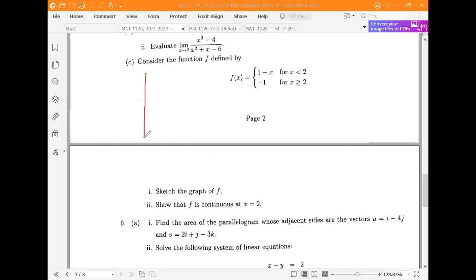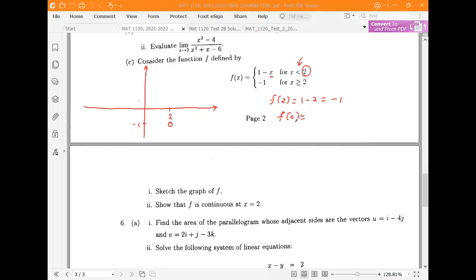To sketch the graph, you don't need much information. You pick that number and substitute it in the function. You have 1 minus 2, which is equal to minus 1. So you get minus 1, and there's an open point, because it's not including 2. Then pick a number less than 2. Let's pick 0.